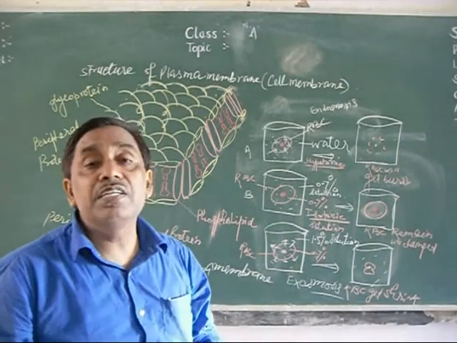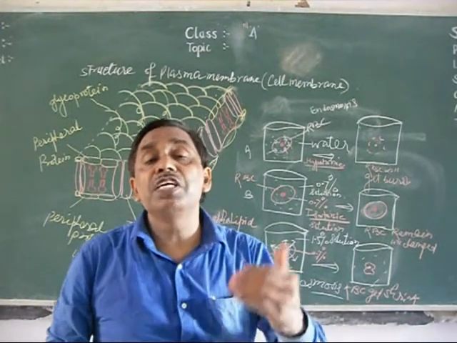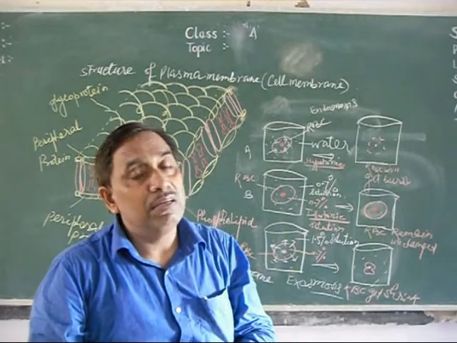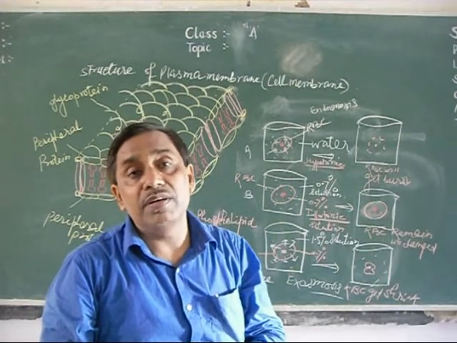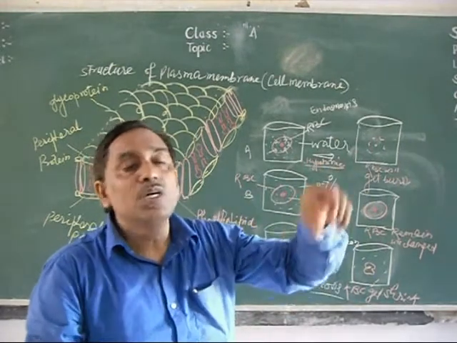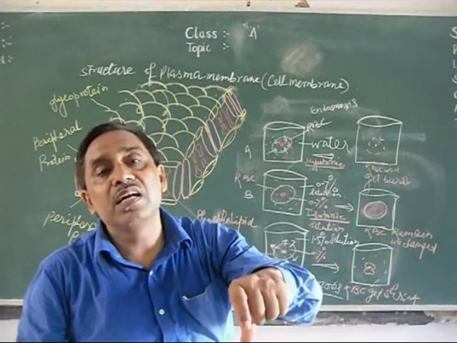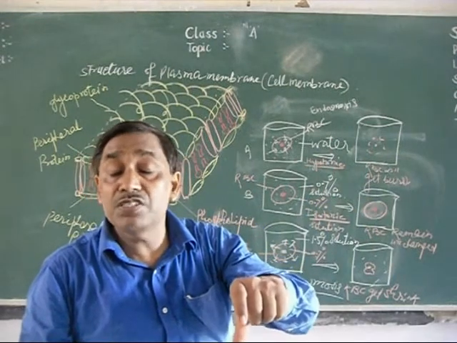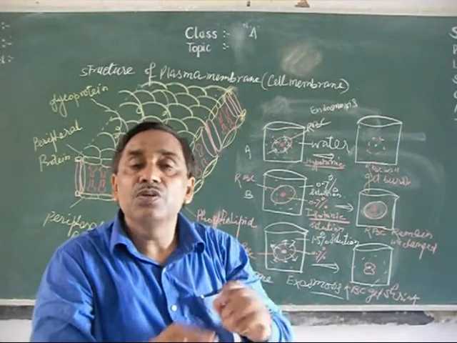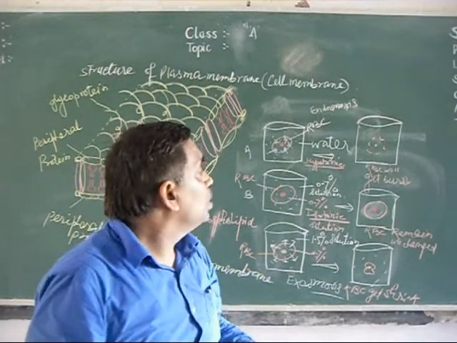The other membrane is the semi-permeable membrane. Semi-permeable membrane means the membrane which allows only water molecules, the solvent, to pass across it. Water is the universal solvent. Suppose you add salt or sugar in water, it will get dissolved. So salt and sugar are solutes, and water is the solvent. When sugar gets dissolved in water, that is called a solution.